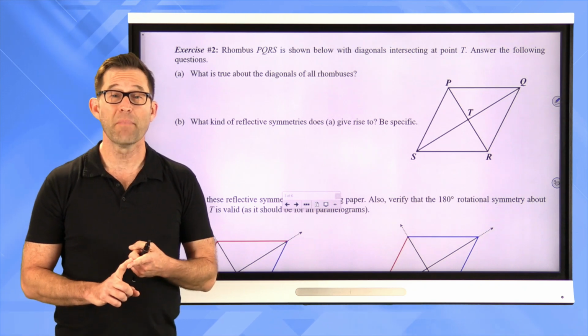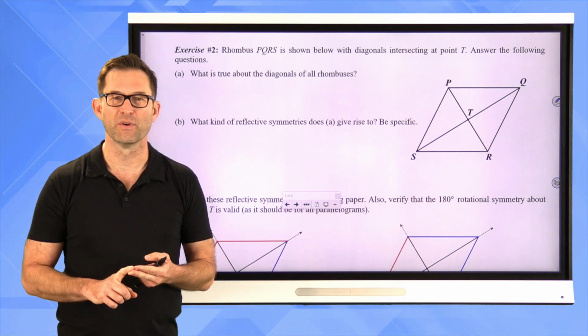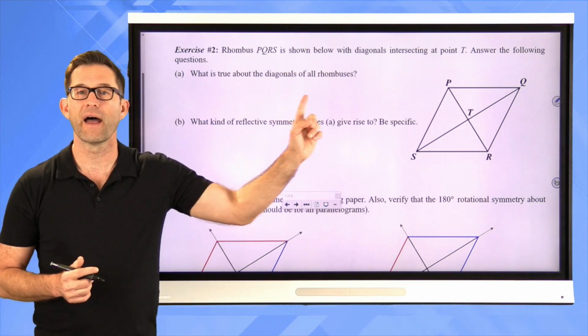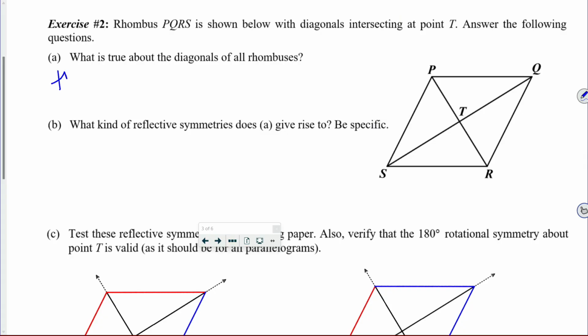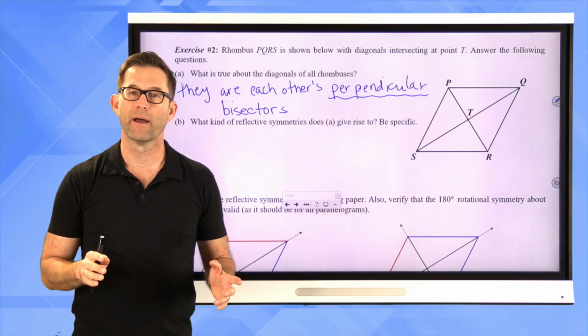Number one, they bisect each other because a rhombus is a parallelogram. And number two, they're perpendicular to each other. Now that's very specific to the rhombus itself. And therefore, what's true about the diagonals of all rhombuses? They are each other's perpendicular bisectors.